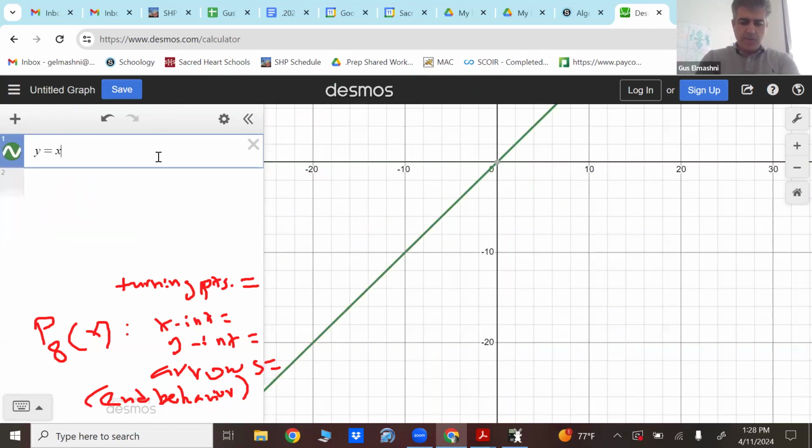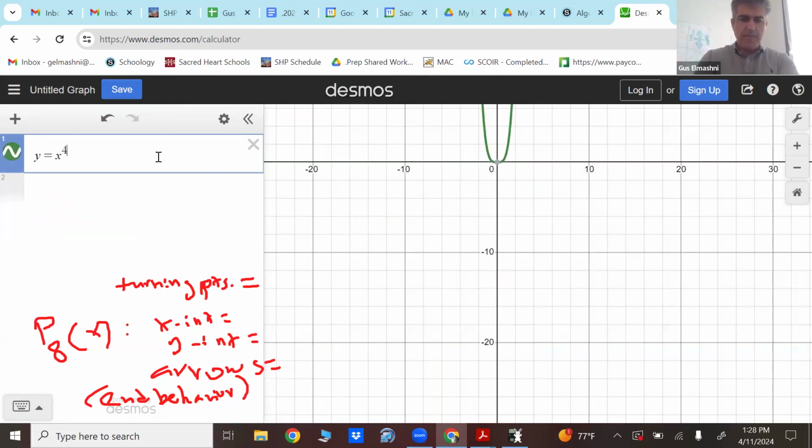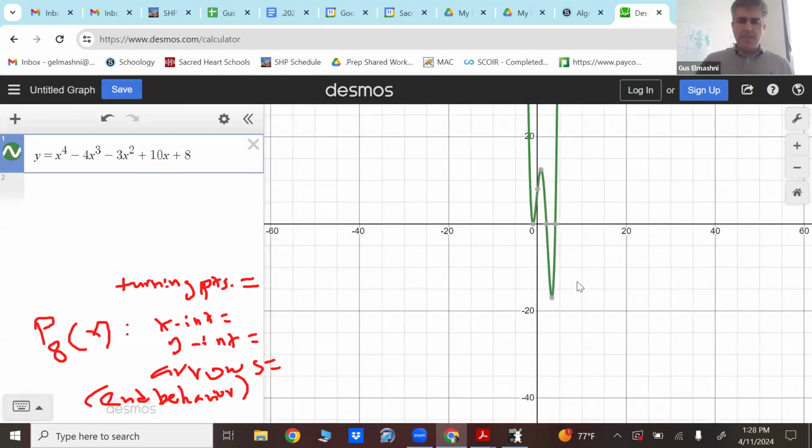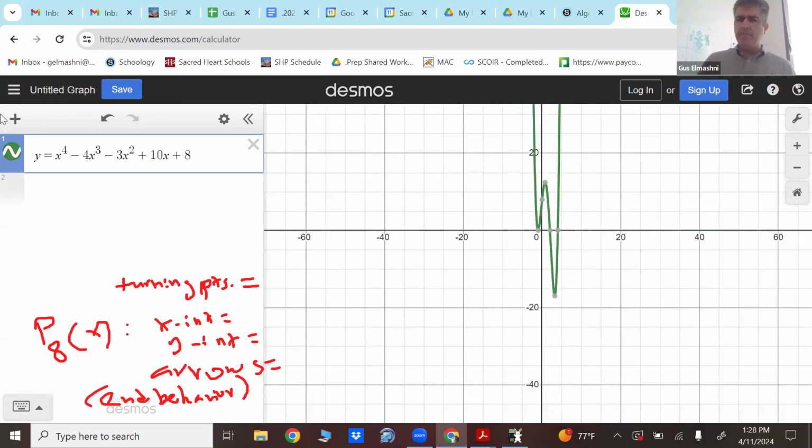Now this one's not factored, so x raised to the 4th power minus 4x raised to the 3rd power minus 3x raised to the second power plus 10x plus 8. Okay, so it looks like that. How are the arrows pointing here, guys? Both up, okay. So the graph is kind of doing something funky like this.